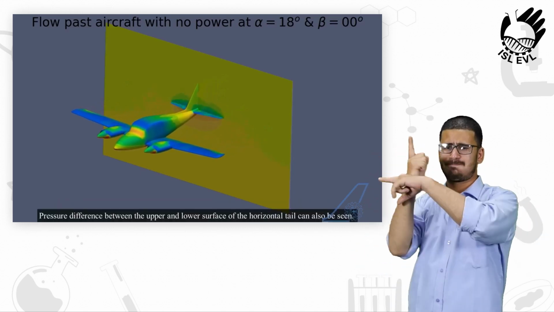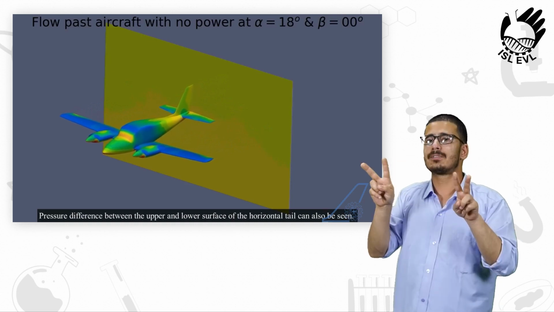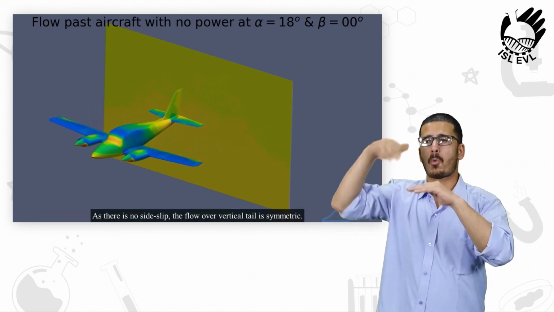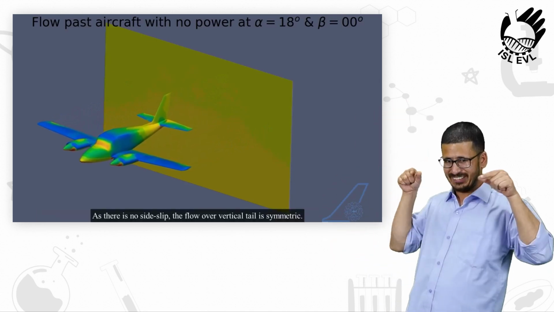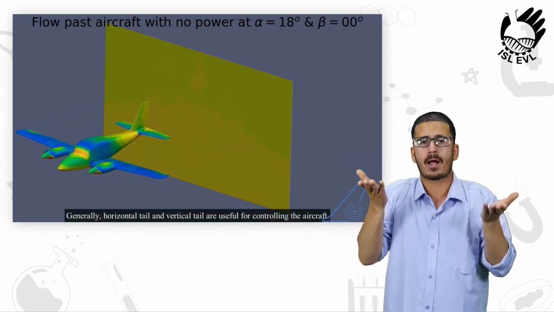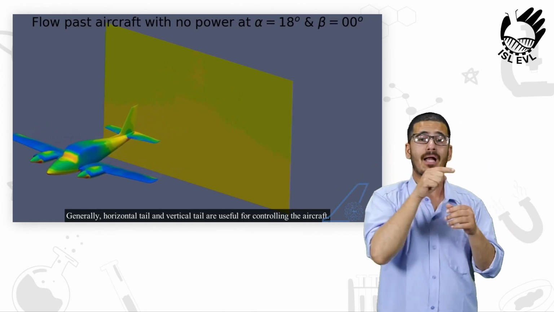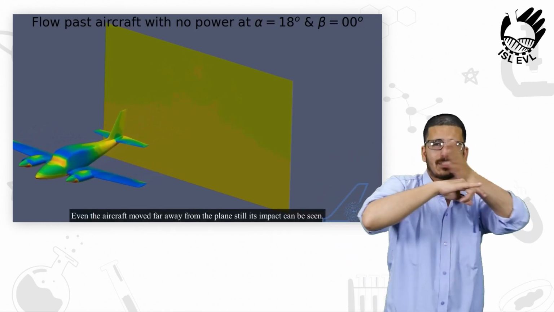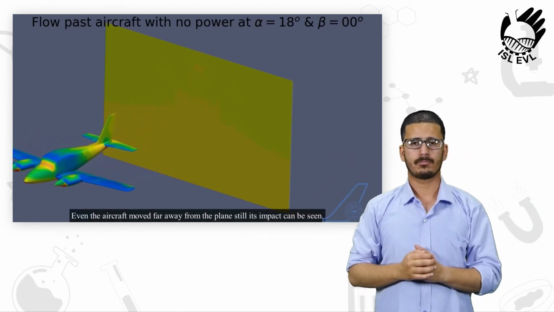Pressure difference between the upper and lower surface of the horizontal tail can also be seen. As there is no side slip, the flow over vertical tail is symmetric. Generally, horizontal tail and vertical tail are useful for controlling the aircraft. Even the aircraft moved far away from the plane, still its impact can be seen.